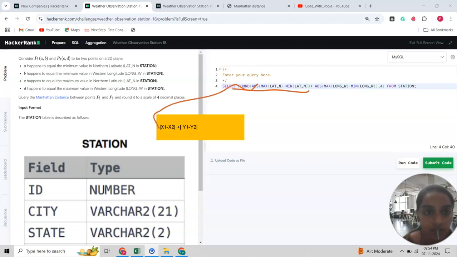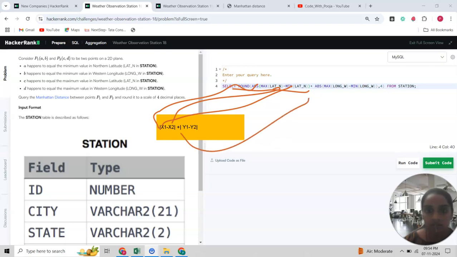Okay, now x1 will be the minimum, so there is no point in writing max and minimum, because there is a mod here, so I can change or alter their positions. Okay, and x2 will be the maximum. Then again the plus is here, x1 is here, x2 is here, and absolute is here. Okay, all the things are here.